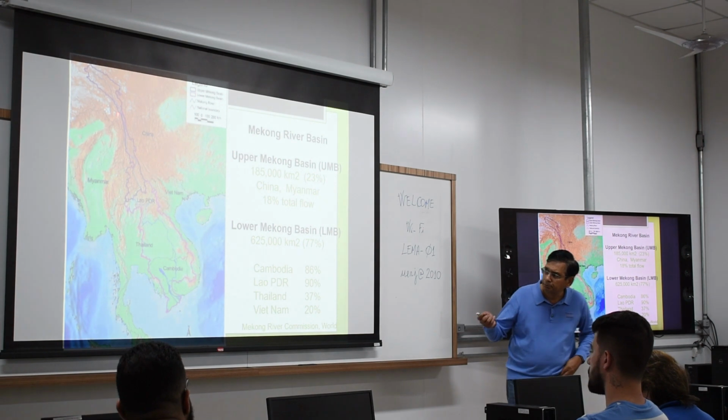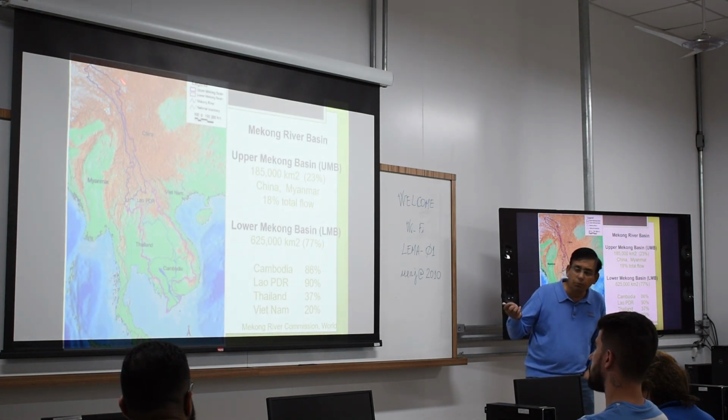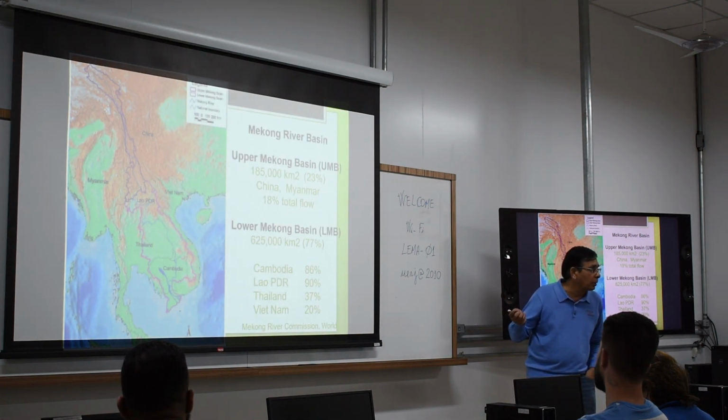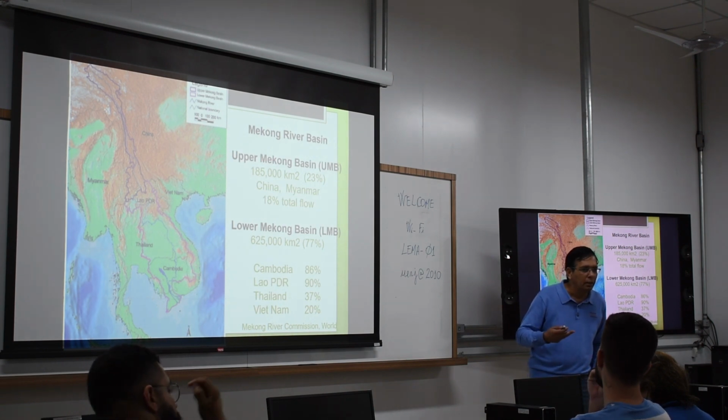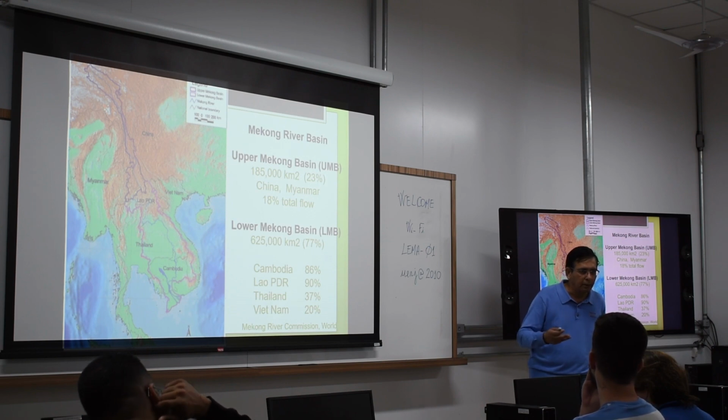And if you had more snow, this spring you are going to get more water, and they are going to open the gate and it's going to flood downstream. So there's no real control on the Upper Mekong Basin.